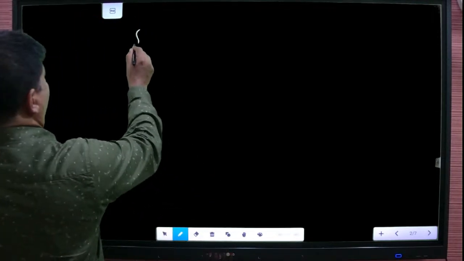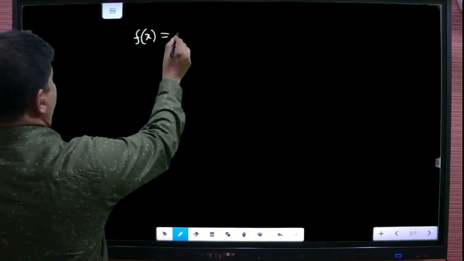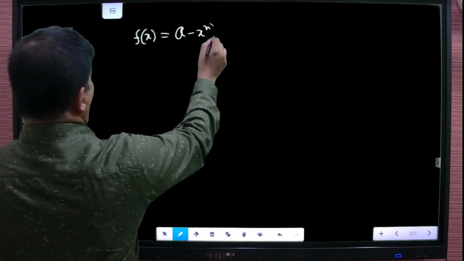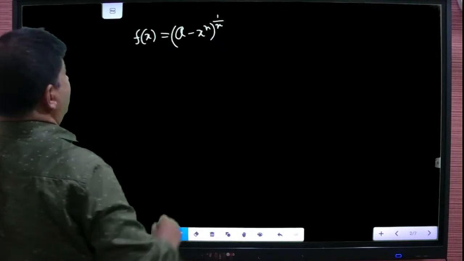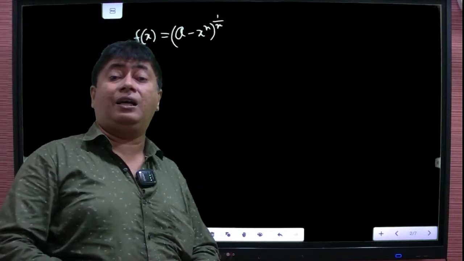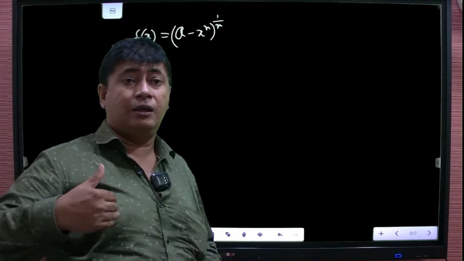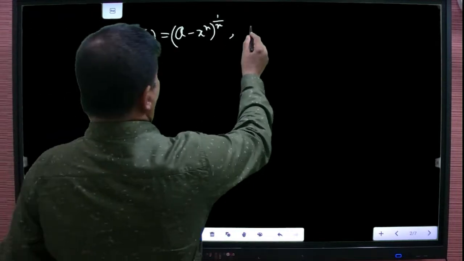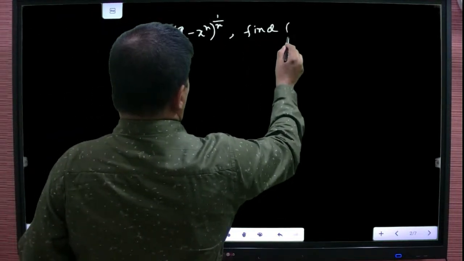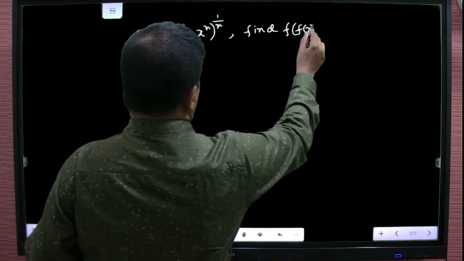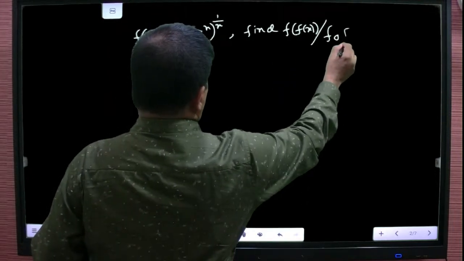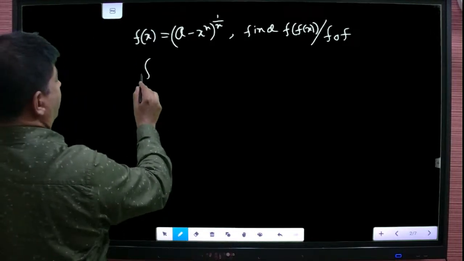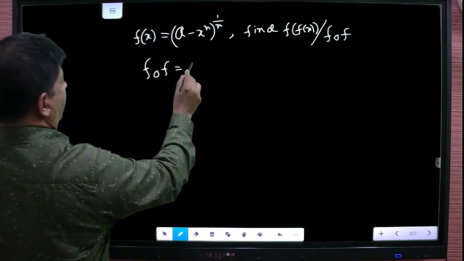Now suppose you have got f(x) is equal to (a minus x to the power n) to the power 1 by n. Now suppose you are told to find the composite function of the same function. Composition of same function means find f of f(x), or FOF. What is FOF? F of f(x).